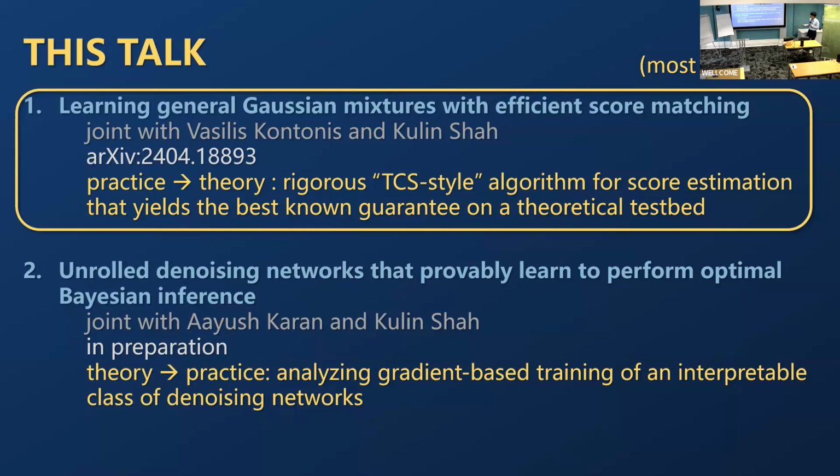recent work. This is, again, joint with Kulin and also my student Aayush Karan, where we go in the opposite direction. Instead of trying to use practice to inspire theory, we're trying to use some tools from analysis of training dynamics for neural networks to shed some light on this old idea of algorithm unrolling. And it gives us one new perspective on gradient-based score estimation. Okay, so I'll say more about what I mean by all of that near the end.